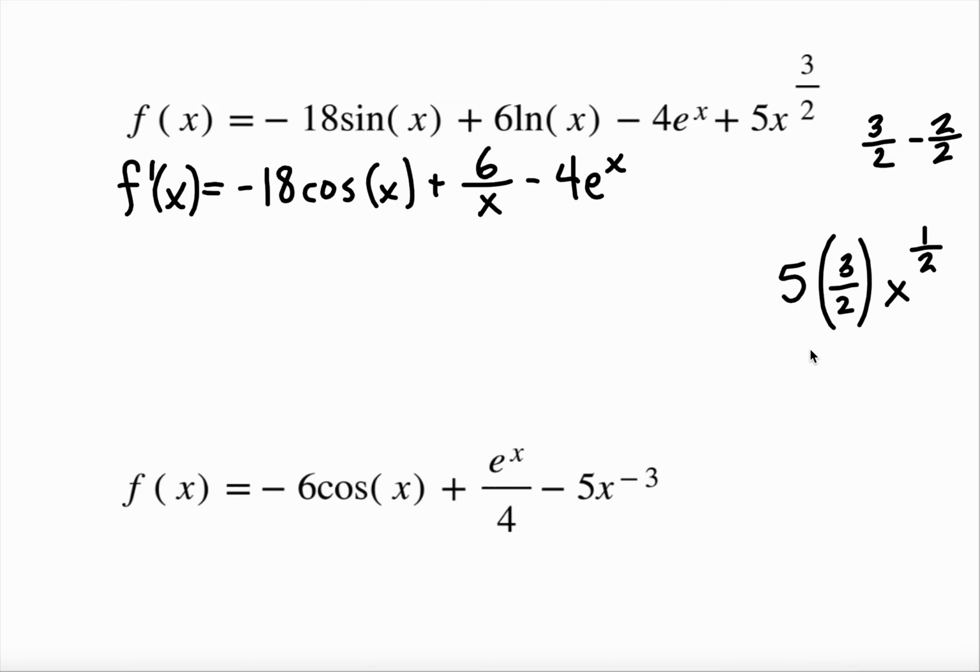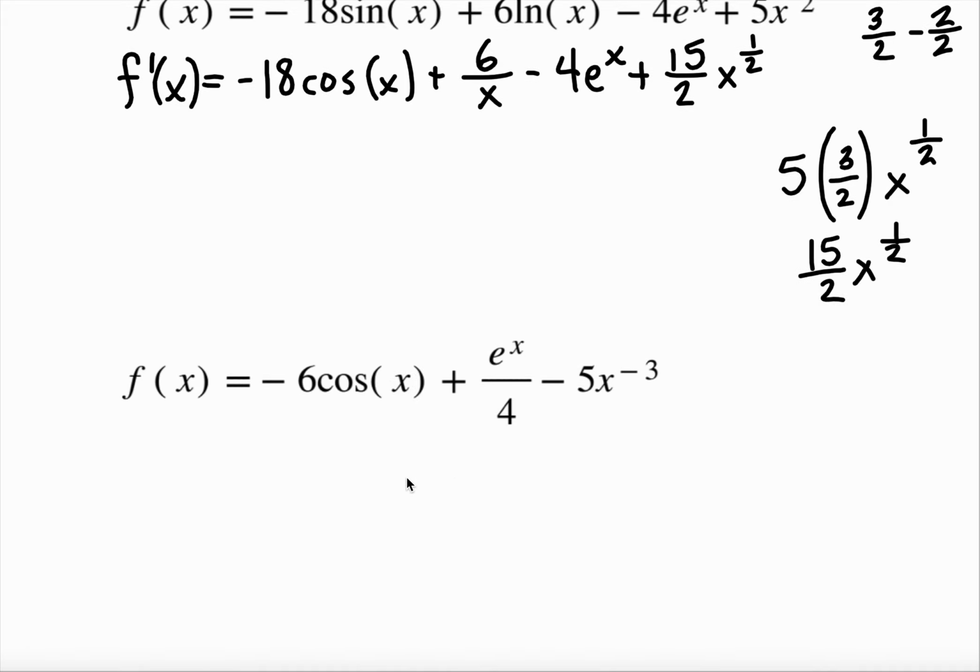So how would this simplify? Well, not a lot, right? It's just going to be 5 times 3 over 2 x to the 1 half. So now I can write my final answer here. You could write 7.5, or you could just leave it as an improper fraction. Works fine, especially for calculus. So we have 15 over 2 times x to the 1 half. And now we have our derivative here.